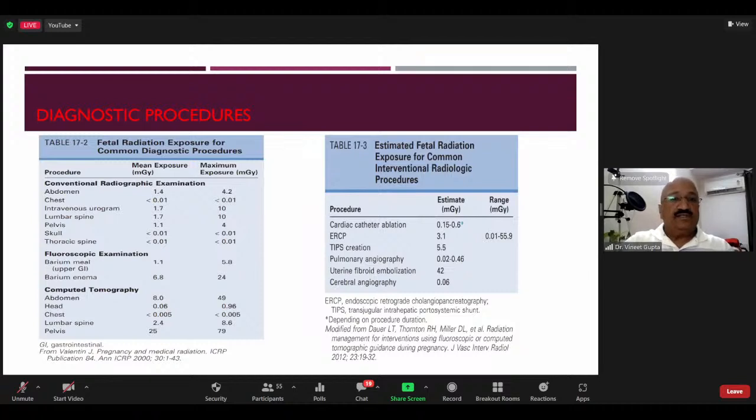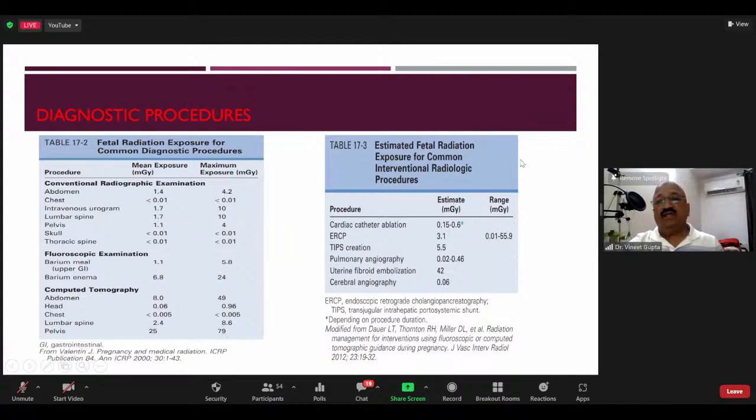You see the first table, and the first line is the minimum exposure and the second line is the maximum exposure. So it says the 10 milligray exposure is crossed only by intravenous urogram, lumbar spine X-ray. Then fluoroscopic examination, it is the barium enema, not barium meal, because that is upper GI. Then computed tomography, almost all abdominal and pelvic CT scans.